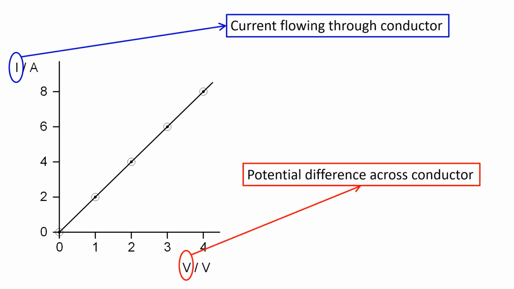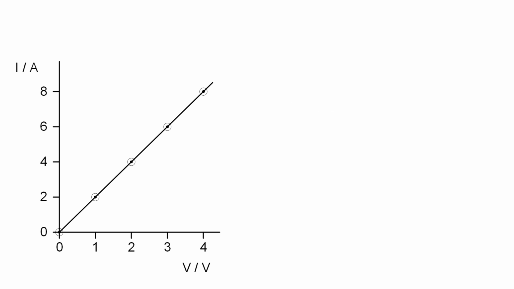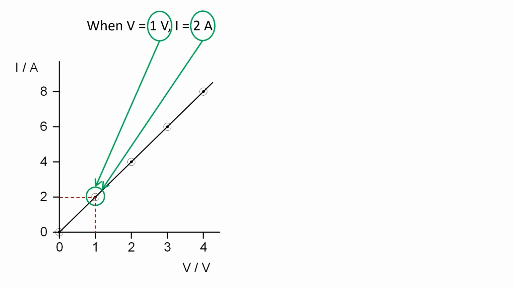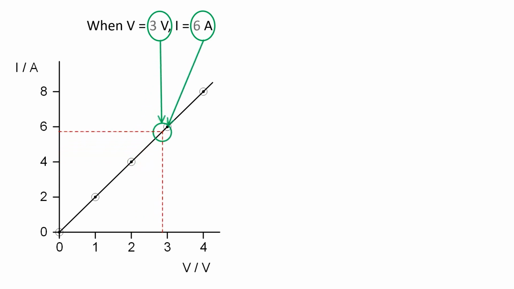To make the explanation simpler, I will use the term I for current, V for potential difference, and R for resistance. From the graph, when V is equal to 1 volt, I is equal to 2 amperes. When V is equal to 2 volts, I is equal to 4 amperes. When V is equal to 3 volts, I is equal to 6 amperes.